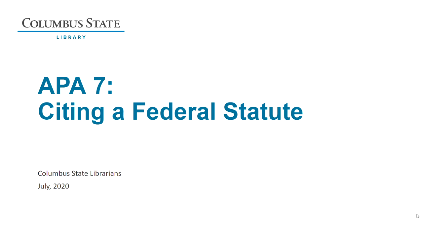When using APA format for a paper, you'll be required to cite the original sources of any outside information you include. This is to give credit to the original authors and to avoid plagiarism. In this video, we'll discuss how to cite federal statutes.